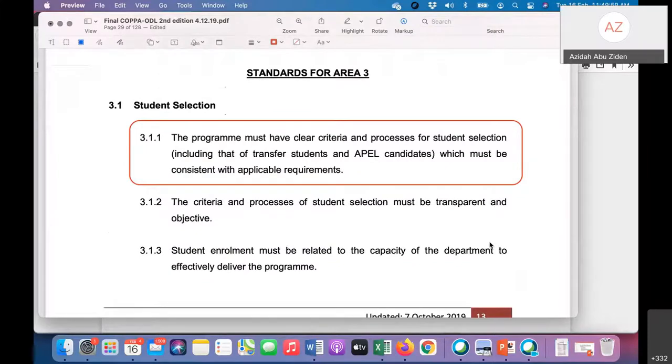Satu perkara, one thing about ODL, alright, kalau program biasa, we usually follow the normal standards lah kan. Kalau nak masuk universiti awam, kita ikut UPU and so on. Tapi untuk program ODL, you can consider a clear criteria, kena tulis, kena nyatakan clear criteria and process for student selection, and including student from APEL. Student with pengalaman, dia ada APEL A and APEL C.